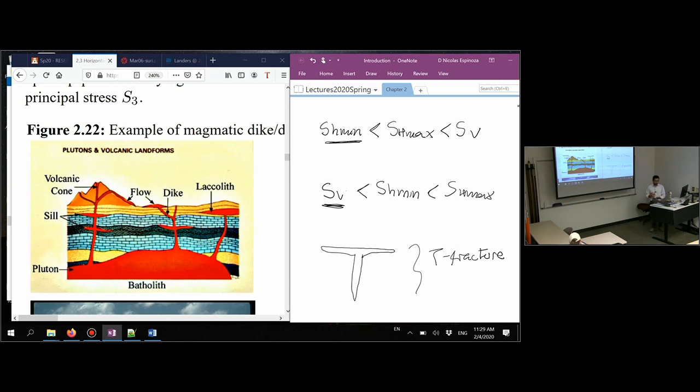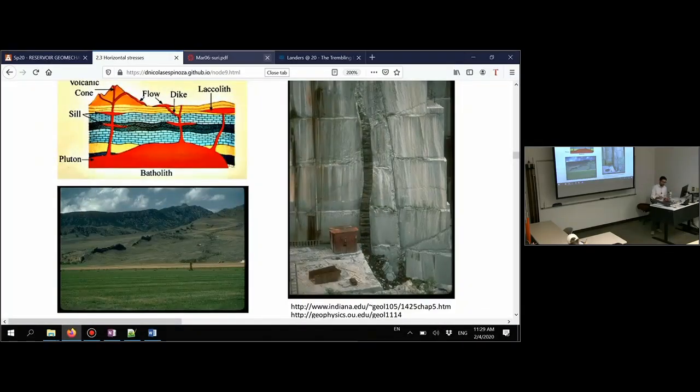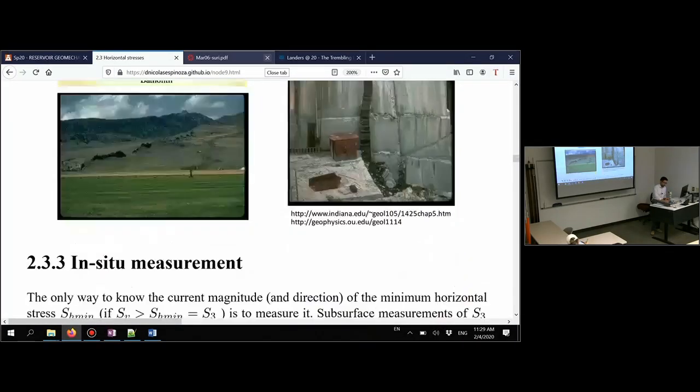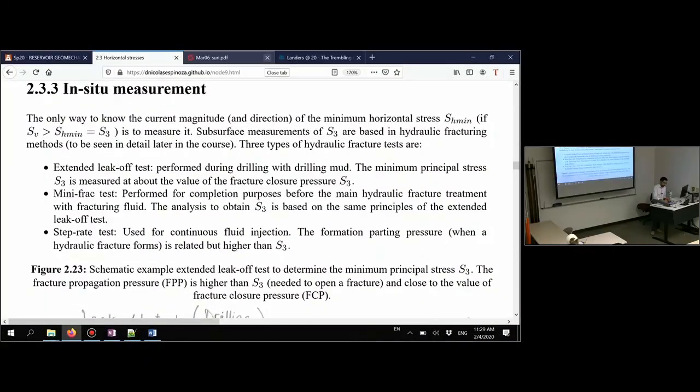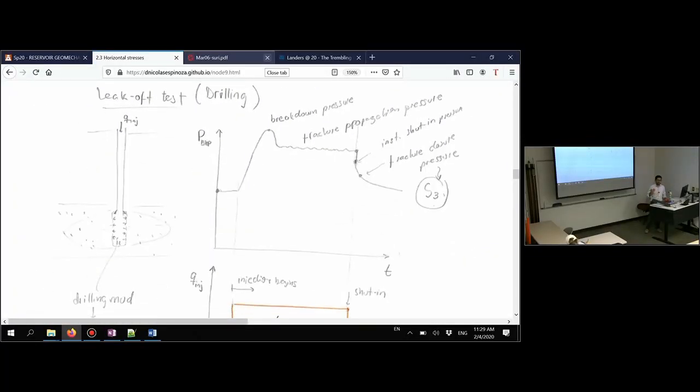Well, if you want to really know what the value of the horizontal stresses is, then you have to measure it. And that's what we're going to do later on, not in much detail right now, because we have to learn many other things in order to get there. But I'm just going to tell you very quickly what this is about. You can run hydraulic fracturing tests in which you measure what the maximum pressure in a wellbore is and how that decreases, in order to tell the value of the fracture gradient and the value of the minimum principal stress.